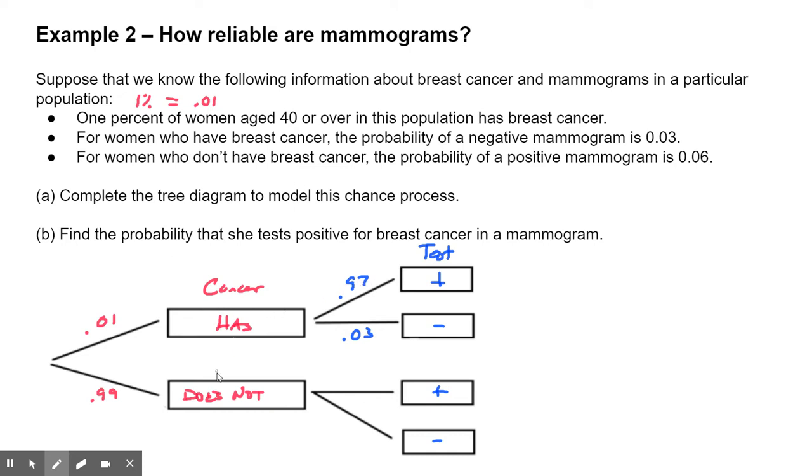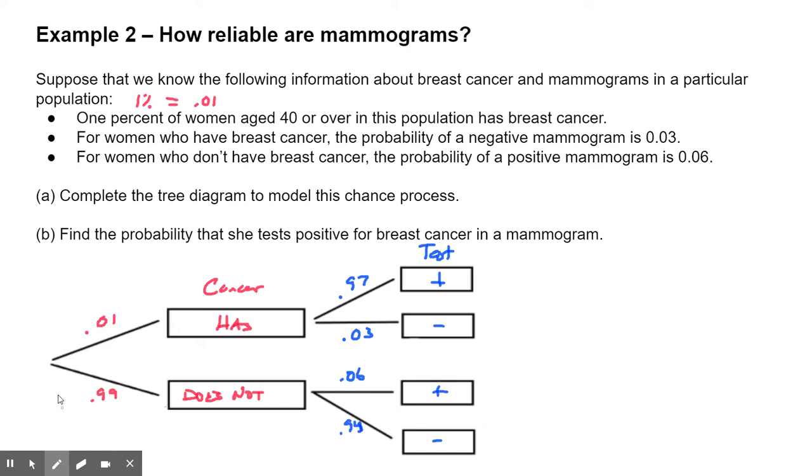For those who do not have breast cancer, there's a probability of a positive of 0.06. That's not great. You don't want to not have it and be told you have it. That's why whenever you go for a major exam, you should probably go to more than one doctor just to make sure that they are correct. So then 94% do not have it and get a negative result. Okay, so there's our tree diagram.